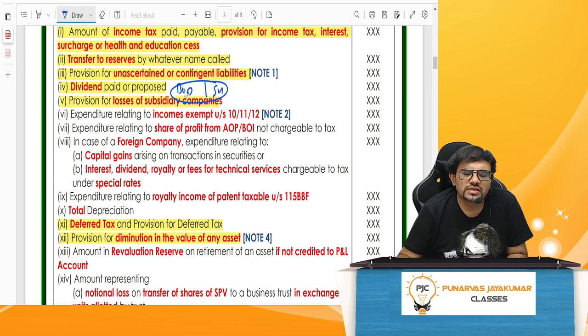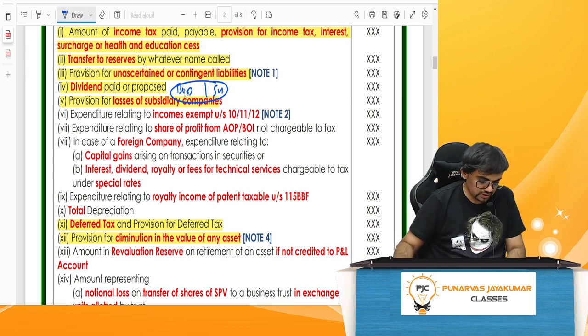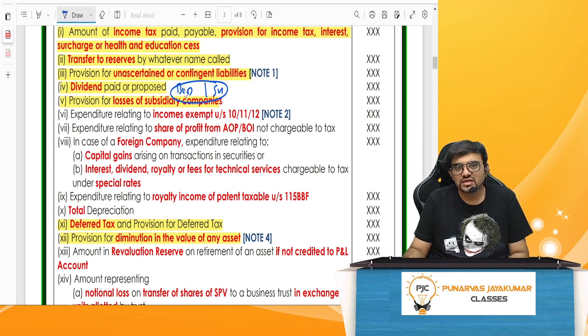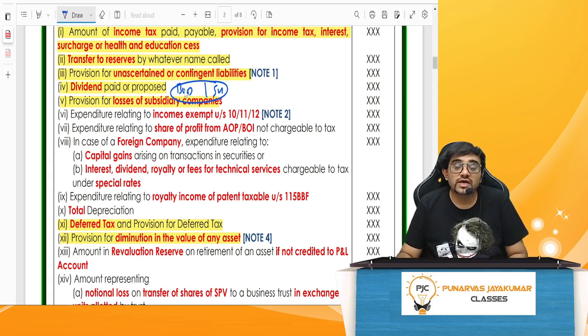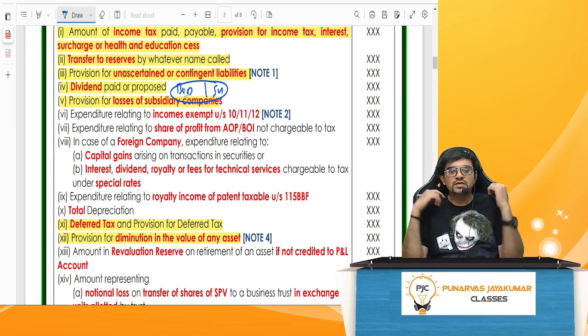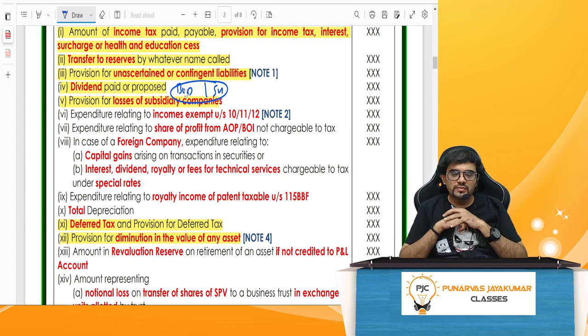If you remember earlier, the company used to pay something called dividend distribution tax, and then it used to be exempt in the hands of the shareholders. But now, as you know, dividend taxation is there. Shareholders have to pay anyway. But nevertheless, dividend paid or proposed to be paid has to be added back as far as MAT provisions are concerned. Very, very simple. So this was one part of the deal.